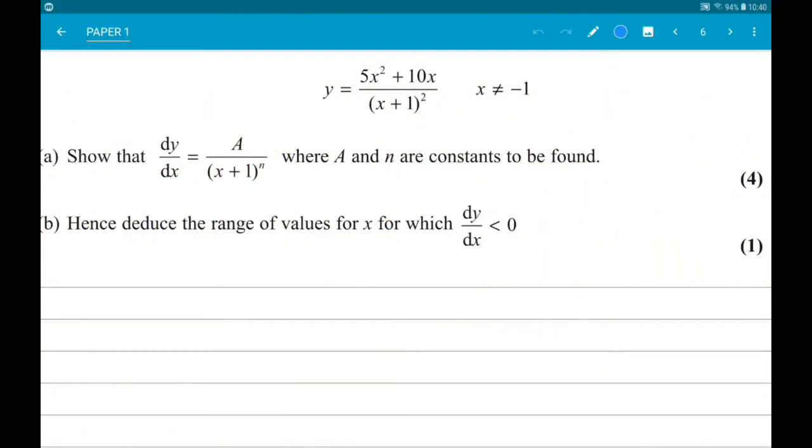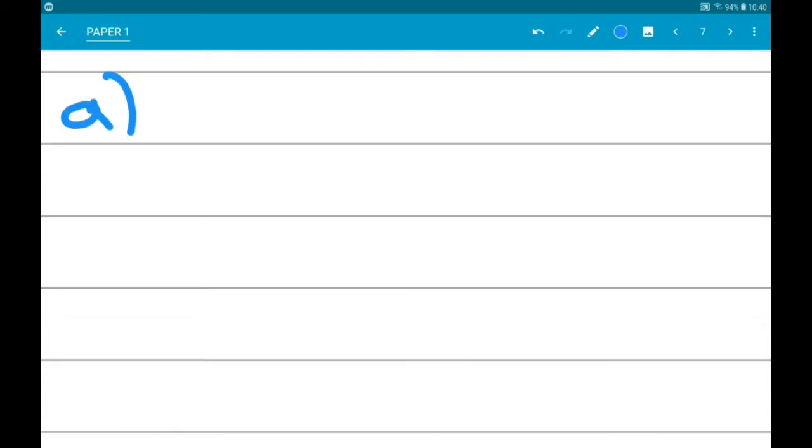Number 3, y is 5x squared add 10x over x add 1 squared, where x is not minus 1. Part a, show that dy by dx is a over x add 1 to the power n, where a and n are constants to be found. Okay, so we're going to need to use the quotient rule. You are given it in the formula booklet. So we're going to use u is 5x squared add 10x.